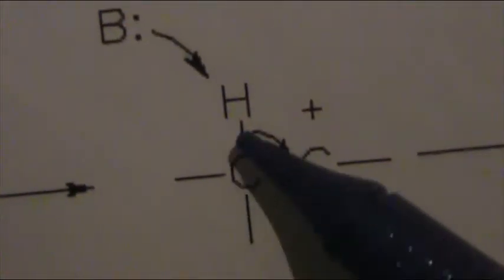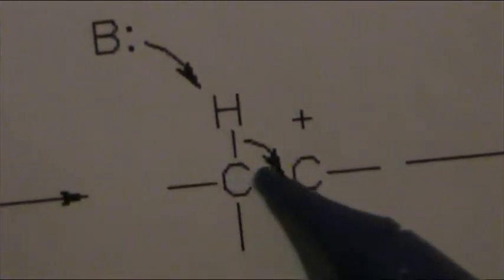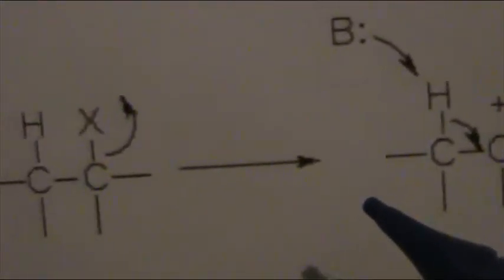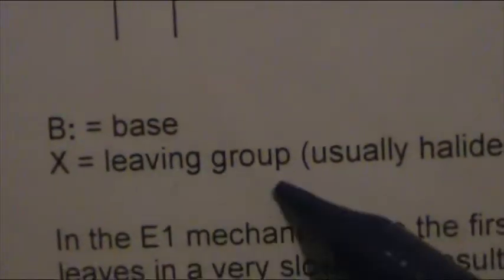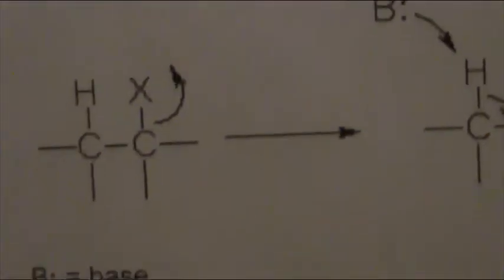So these electrons form a double bond, and that's it. You got a double bond. That's a very beautiful thing you get. This is what you got from E1 elimination. So this is the reaction. Now, B is a base. That's the base. X is the leaving group, usually a halide or tosylate. So that's the leaving group.